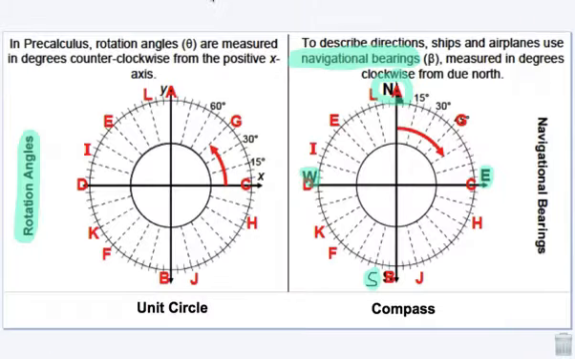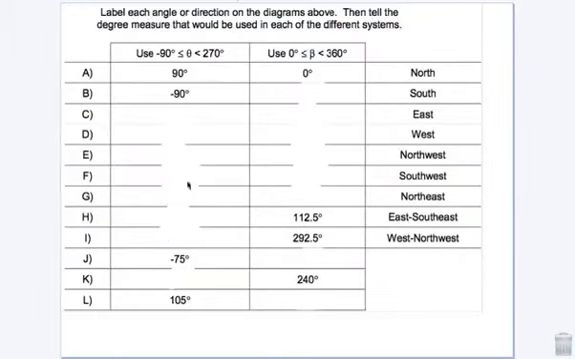In your notes, you have the unit circle and the compass. You also have a list that tells you to label each angle or direction on the diagram above, then tell the degree measure that would be used in each of the different systems. Notice that the rotation angle on the unit circle uses the degree symbol, and the navigational bearings also use the degree symbol. You can't tell which you have unless you see this little bearing symbol or the theta. That tells you whether you have a rotation angle or a bearing.